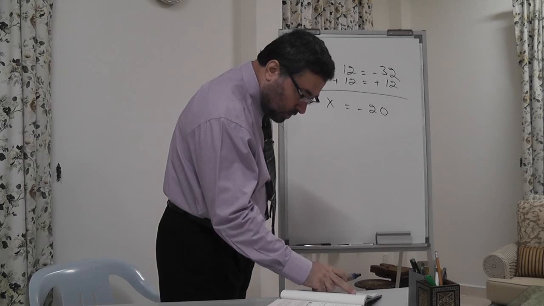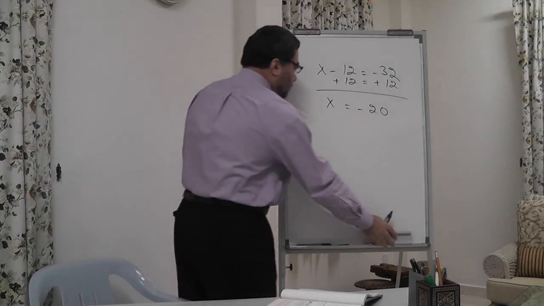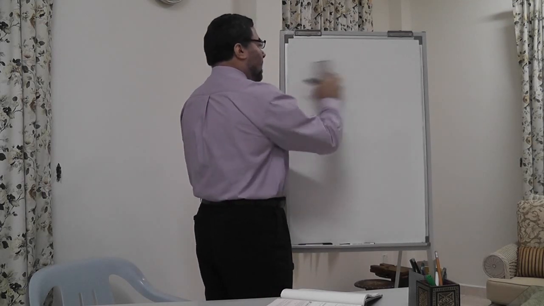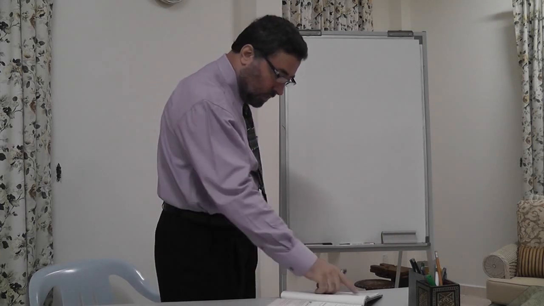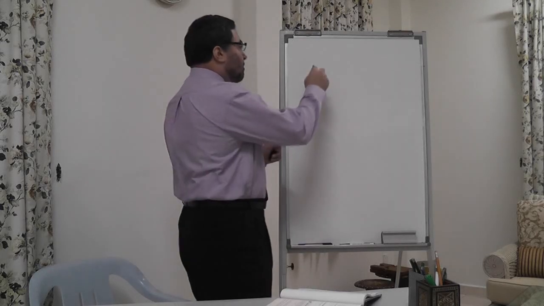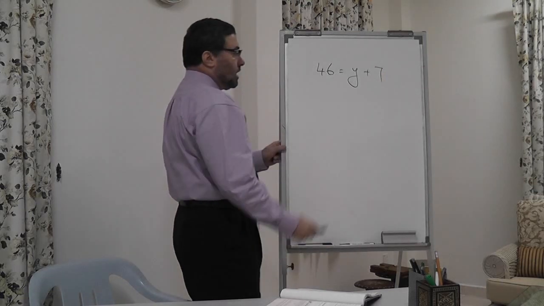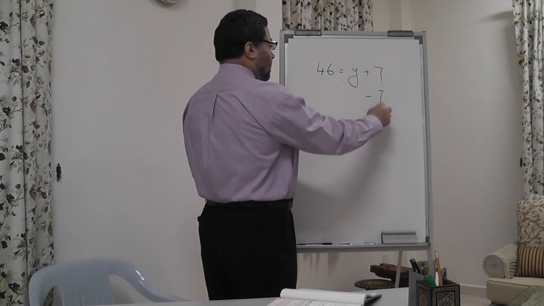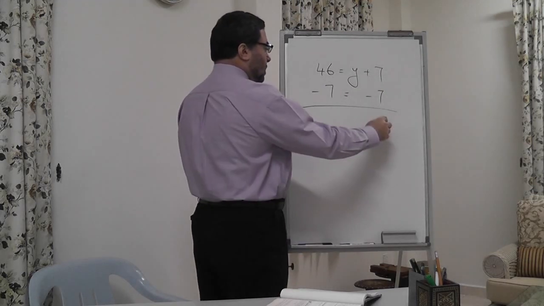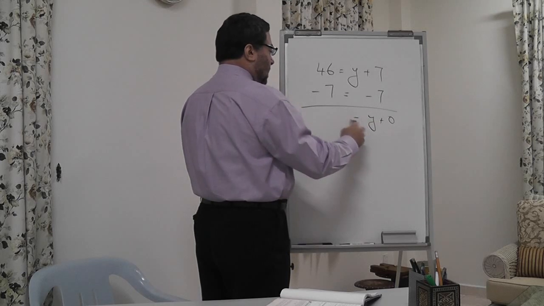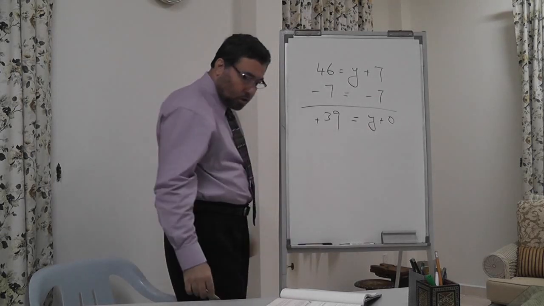We take another example, number 2. Here, my unknown is on the other side of the equation, which is basically on the other side of the scales. It really doesn't matter. 46 equals y plus 7. Again, I want to isolate y, so I subtract 7 from both sides, and I get rid of the 7 from this side. So I get a 0 and a y here, and on this side 39. So y is equal to 39.